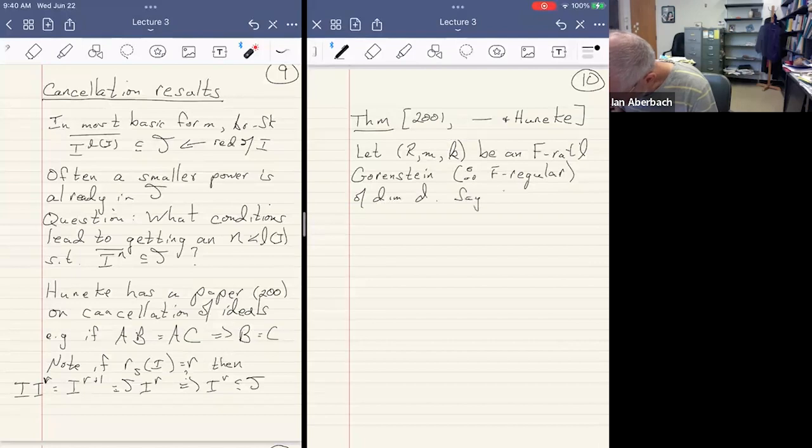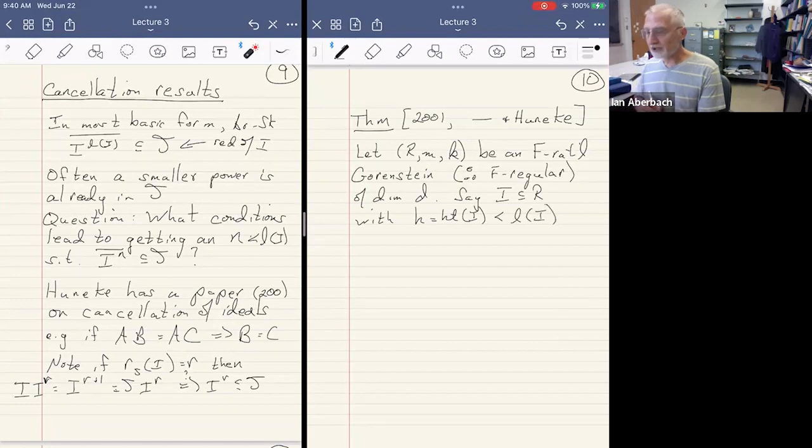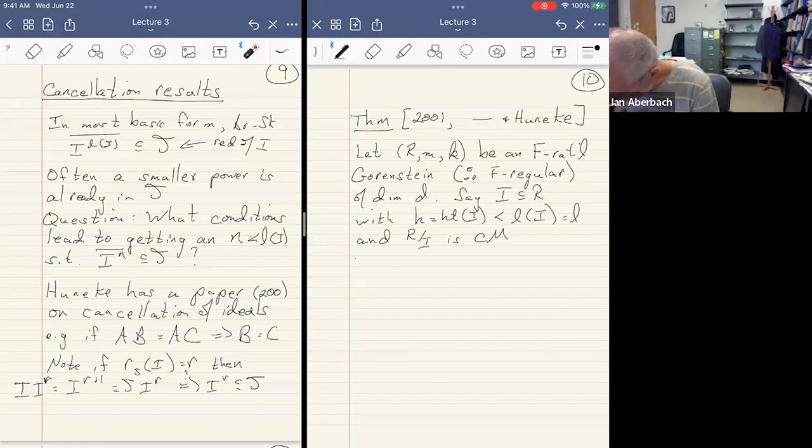Say we have an ideal I in R with h being the height of I, and that we assume is strictly less than L of I. So call that L. And suppose that R mod I is Cohen-Macaulay. So you have a pretty strong condition on the quotient. Then for any reduction J of I, we get that I to the L minus one bar is contained in J.